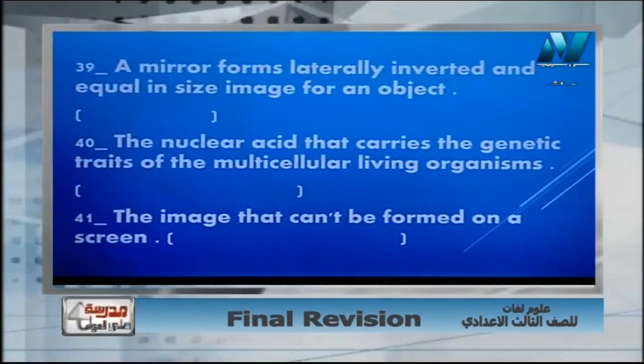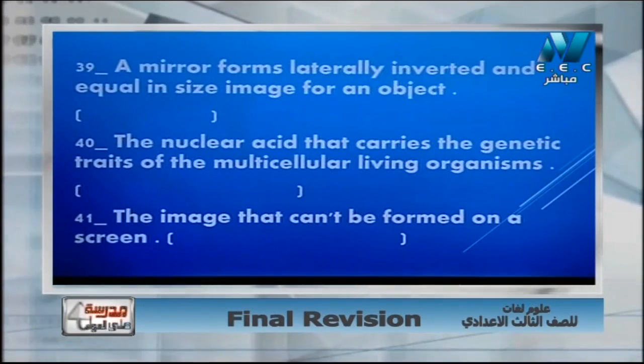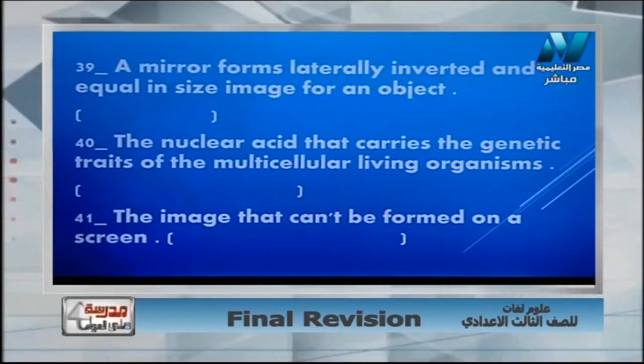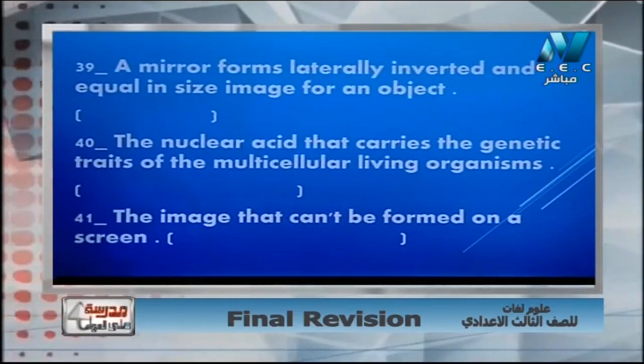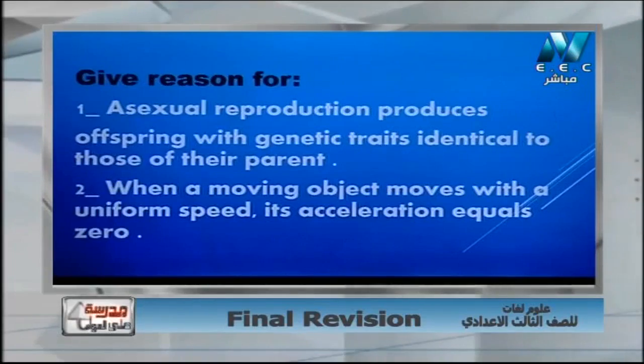41. The image that can't be formed on a screen. We have two types of image, as you know, my dear student. First one, that we can receive on a screen. The second one, that we can't receive on a screen. It is virtual. It can't be, because it comes from what? From the extensions of reflected light rays in convex mirror, and from extensions of refracted light rays in concave lens. Concave lens.